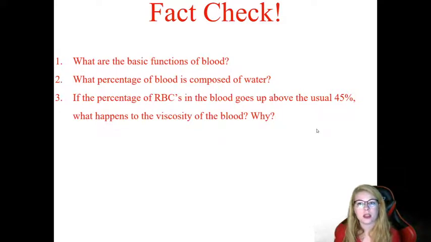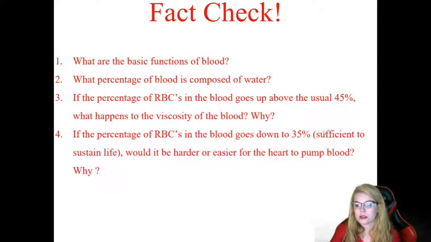Well, we said that the red blood cells are what are responsible for giving that sticky cohesion to our blood, which is responsible for that viscosity. So if they went up above their usual 45%, you would expect the blood viscosity to be increased. Meaning it would be very thick, and that could be very dangerous and lead to clots and blockages in your arteries and veins. So that would be a very bad thing.